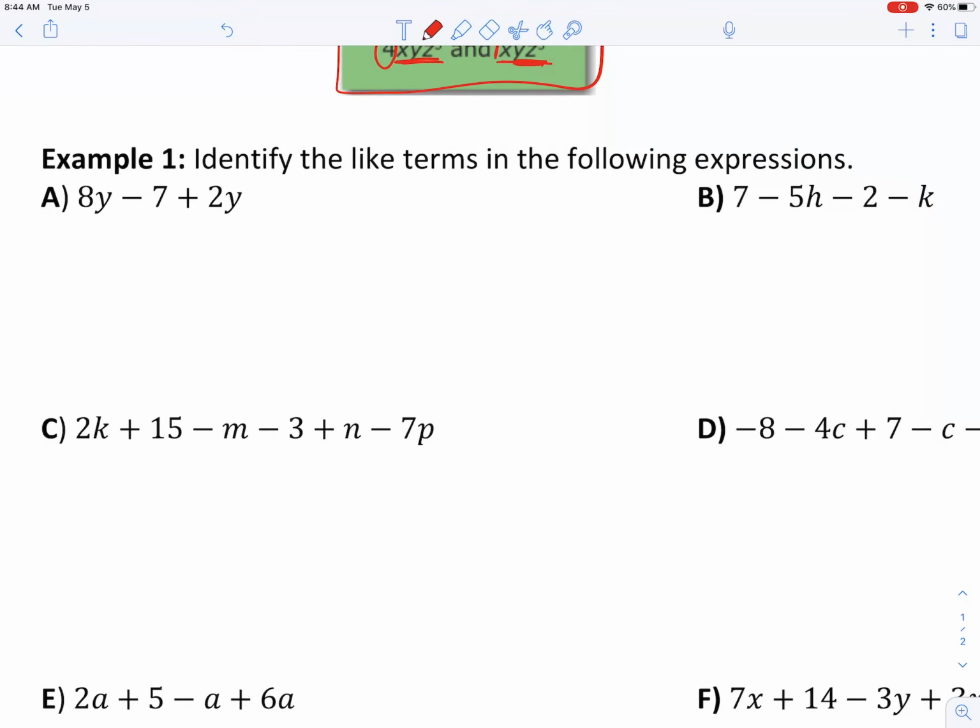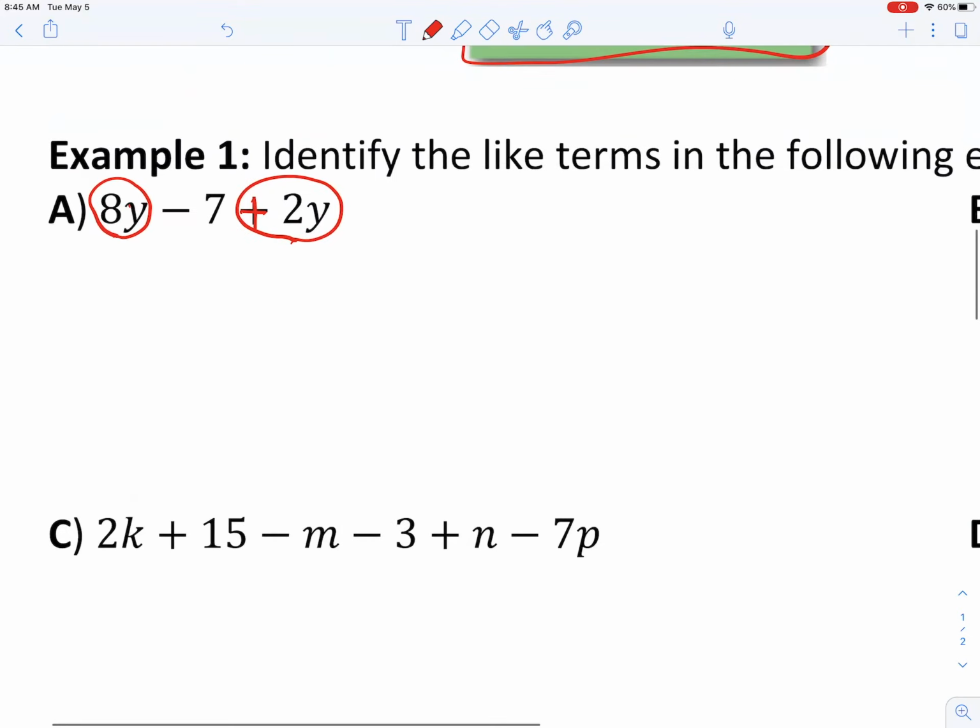Okay, going on to example 1. Identify the like terms in the following expression. All right, so I'm just going to go ahead and circle 8y. And now I'm going to look at negative 7 and 2y. Do any of them have a y in it? Well, 2y does. So I'm going to circle that. And I'm actually going to do a little trick here. I circled even this plus. I included that as part of the thing that I circled.